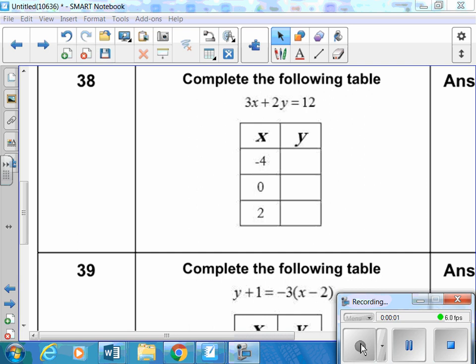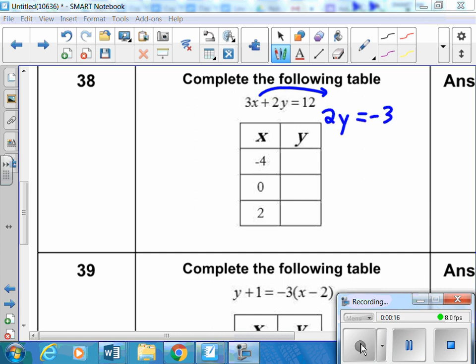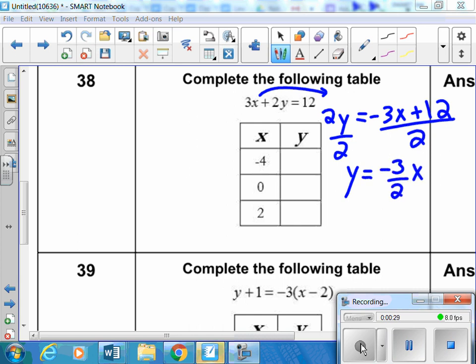To complete this table, it might be easier to solve for y and then plug in numbers. So let's first move 3x to the other side. We get 2y equals negative 3x plus 12. And then we'll divide by 2 to get y by itself, divide everything by 2, and we get y equals negative 3 over 2 x, and then 12 divided by 2 is 6.